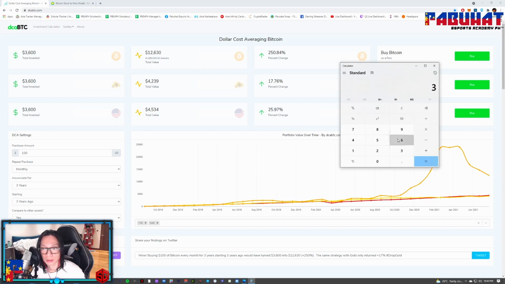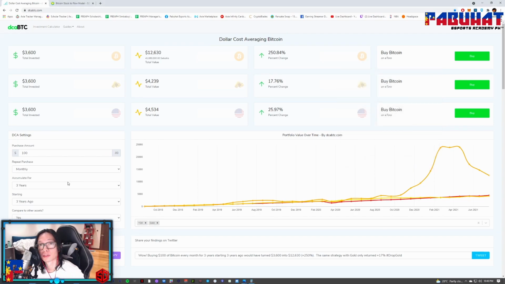Calculator. 3,600 times 50. Invest tayo ng 180,000. Ang kuha natin is 12,630. So from our investment of 180,000, naging 631,000. So that's if you periodically place $100 every month for the past 3 years. So from historical data, there are 2 ways to increase your profit in cryptocurrencies. It's either you increase the amount, or second is to increase the time horizon. So let's say this is $100 every month for the past 3 years.